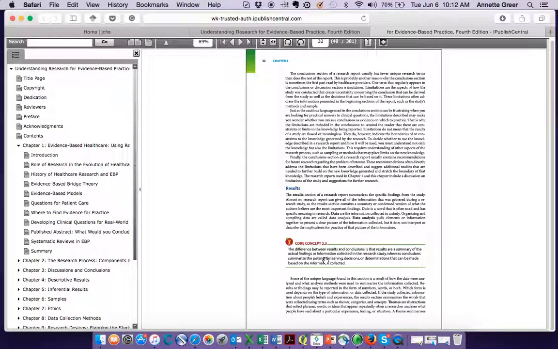The core concept: the results section reports a summary of specific findings. Data are the information collected in a study. Data analysis pulls elements or information together to present a clear picture, but it does not interpret or describe. Understand those key things. What does it do? What does it not do? Okay?